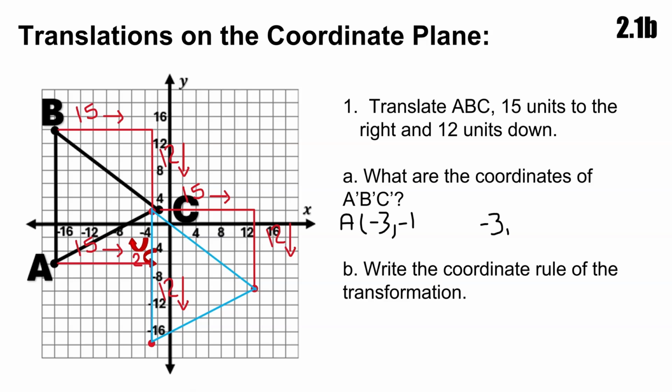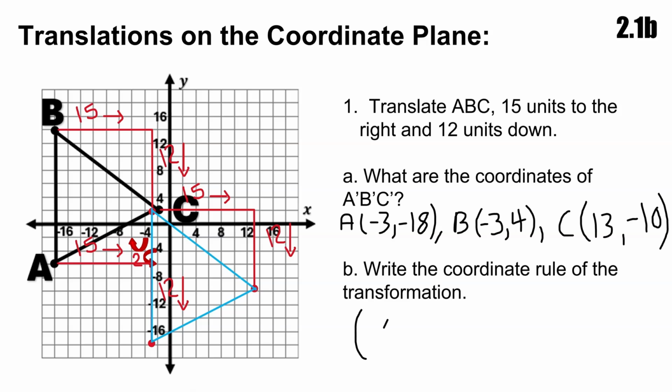A prime is at -3 and -18. B prime is at -3 and 4. Lastly, C prime is at 13 and -10. Next, write the coordinate rule of the transformation.